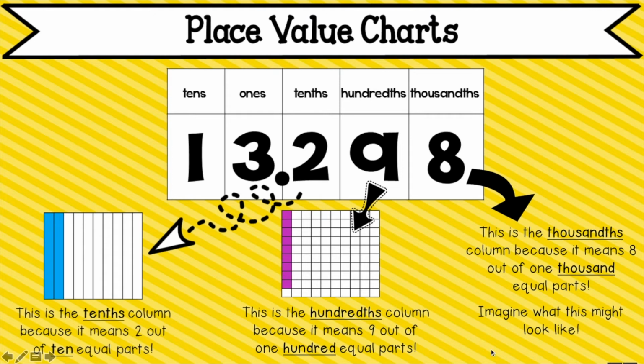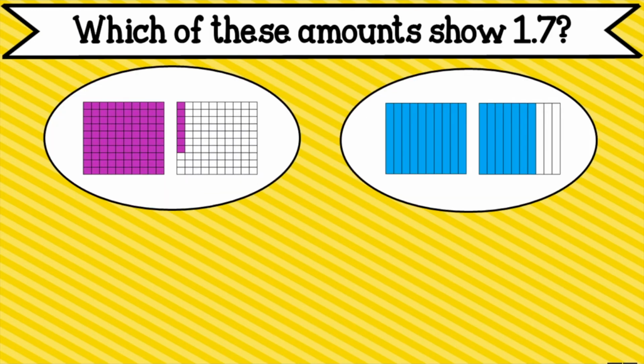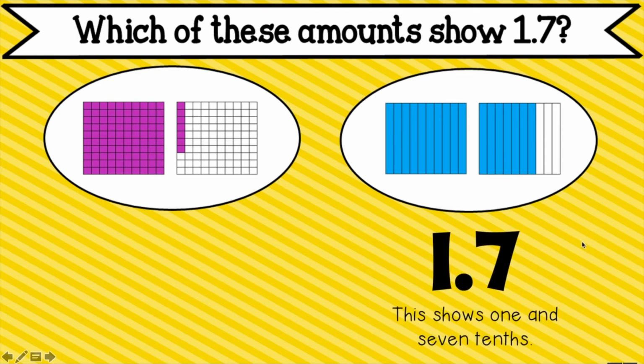All right, so this is a super important part that is going to be really valuable for you to remember. Which of these amounts shows 1.7? So think about it. What place is the 7? Tenths, hundredths, or thousandths? The 7 is in the tenths place if you look back at your chart. So this would be the correct amount that shows 1.7 because it's 1 whole and 7 tenths. 7 is in the tenths place. This would be 1 7/100ths because it's 7 out of 100, so that would look different.